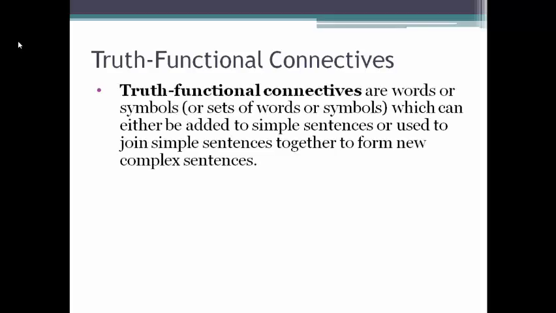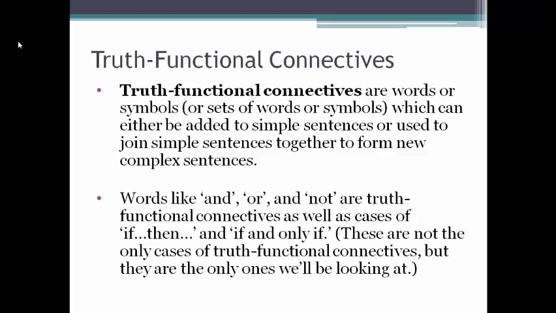Truth functional connectives are words or symbols, or sets of words or symbols, which can either be added to simple sentences or used to join simple sentences together to form new complex sentences. An example of a simple sentence would be something like, I have a dog. And then a compound sentence would be something like, I have a dog and I gave the dog dinner. So when I'm talking about simple sentences, I'm talking about those basic building blocks of larger compound sentences.